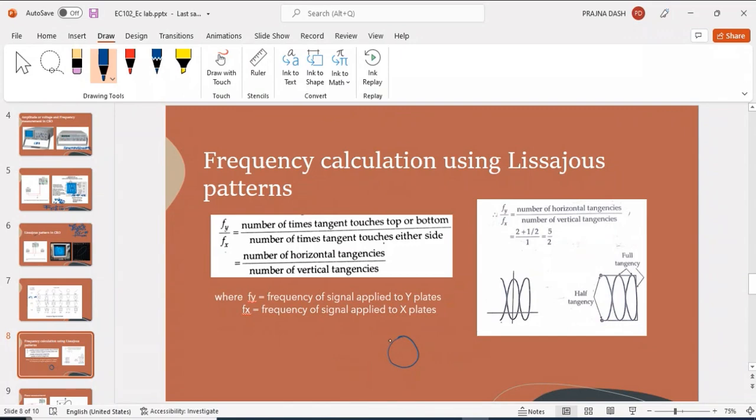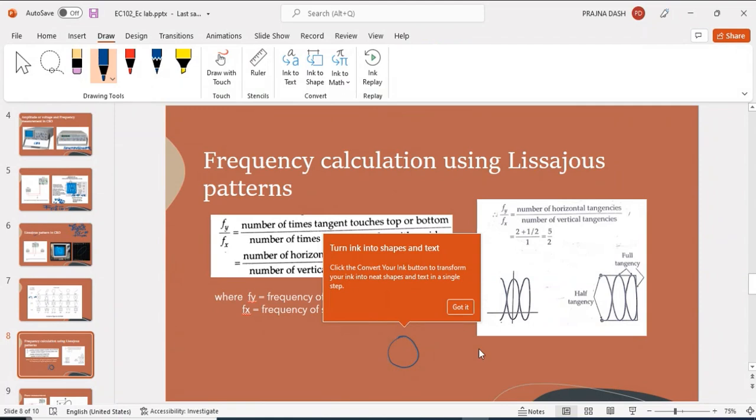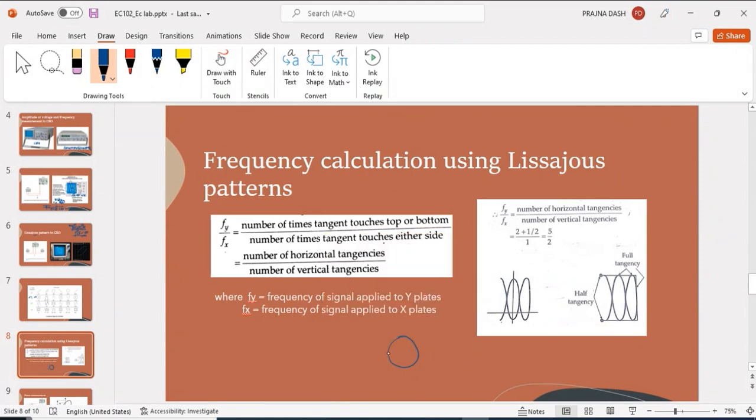If you draw one line vertically, and horizontally you draw one line, touching this pattern, horizontally it touches only at one point. Likewise, vertically it touches at one point. So here your Fy by Fx: the number of horizontal tangency, meaning horizontally how many times it is touching the pattern, is only one time, and vertically also it is one time. So the ratio is 1. That indicates that both frequencies are the same.